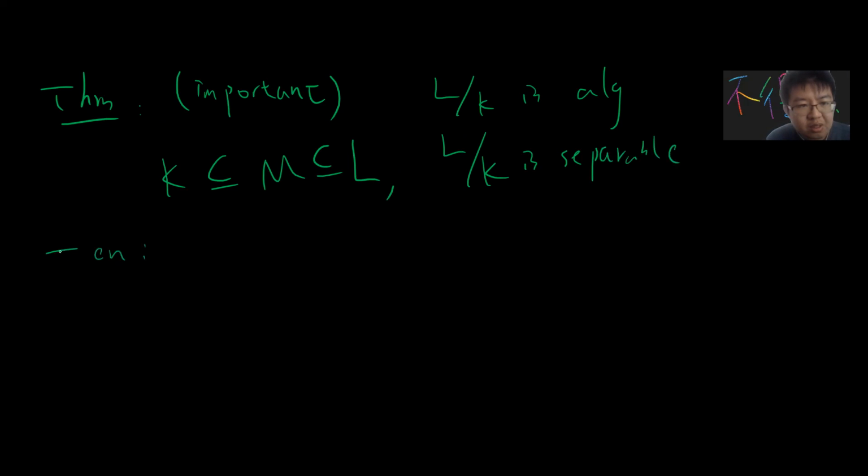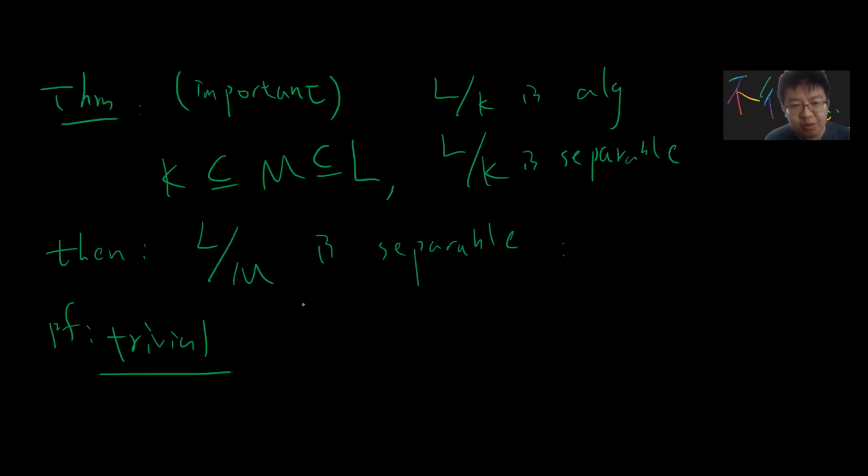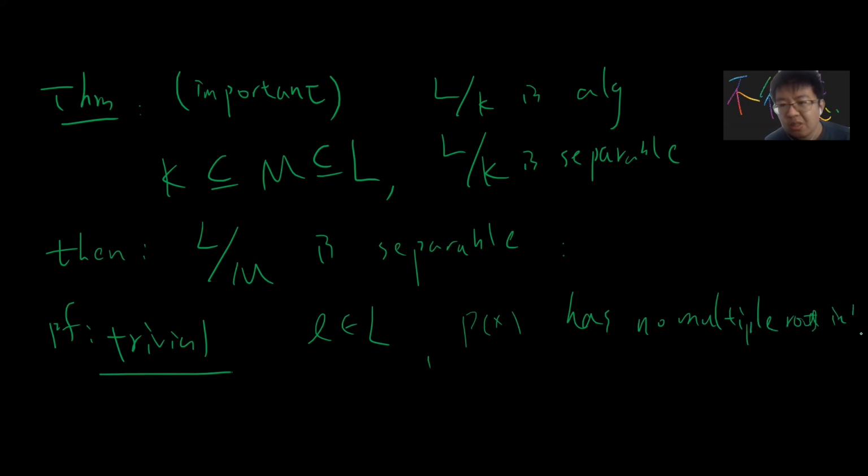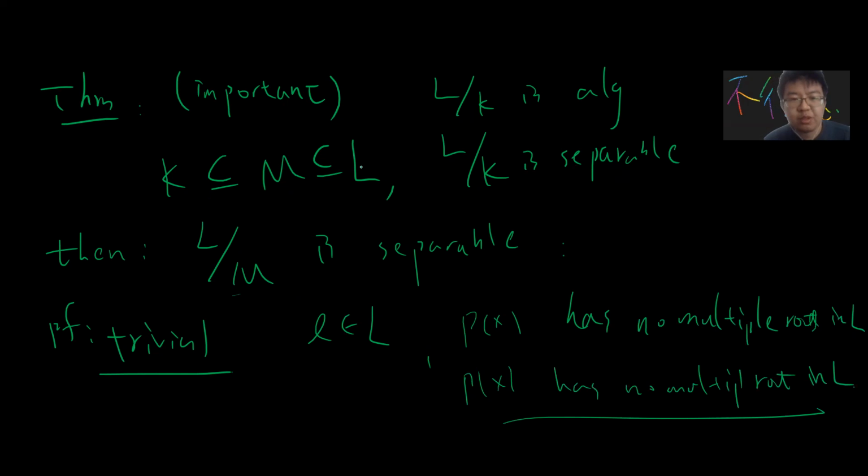Then L over M is separable. The proof is trivial. If you take an element l belonging to L, then there's a minimum polynomial P of X that has no multiple roots in L. But M is a subfield, so P of X has no multiple roots in L, the same as in M. Because P of X may factor further in M.